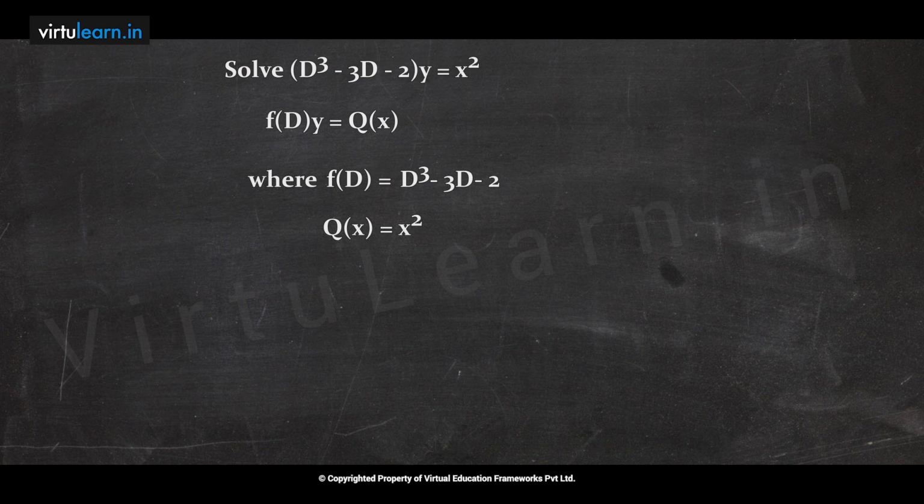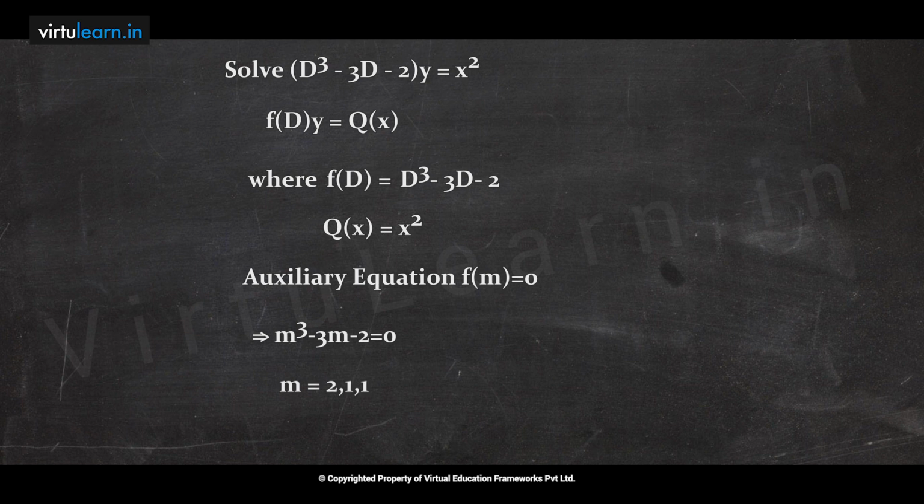To solve this differential equation, the general solution is y equal to yc plus yp, meaning complementary function plus particular integral. To calculate the complementary function, you have to choose the auxiliary equation f of m equal to 0, that implies m cube minus 3m minus 2 equal to 0, meaning replace D by m. When you replace D by m, we automatically get the auxiliary equation m cube minus 3m minus 2 equal to 0. If you calculate these roots using a scientific calculator or by the general method, m equal to 2, 1, 1.